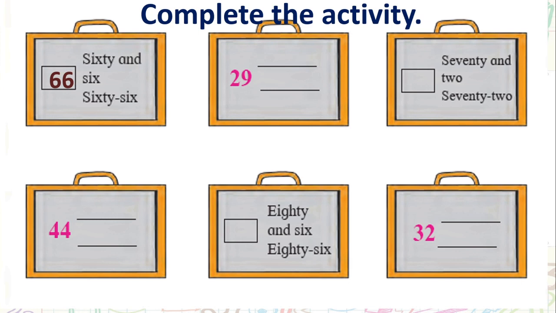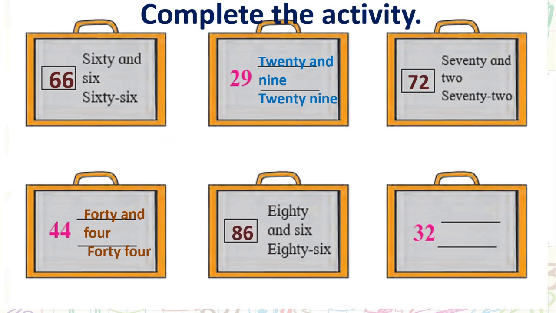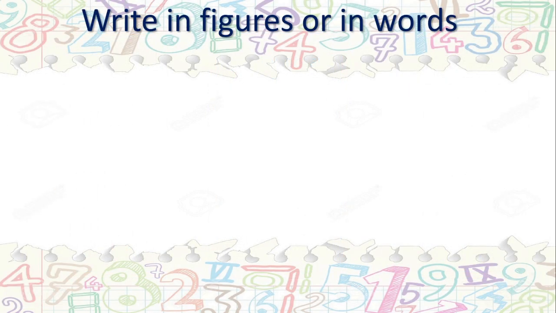20 and 9, very good, 29, correct? You must know the spelling properly. 70 and 2, 72. 4, that is 40 and 4, 44. 80 and 6, that is 86. 30 and 2, that is 32, right? Write in figures or in words.